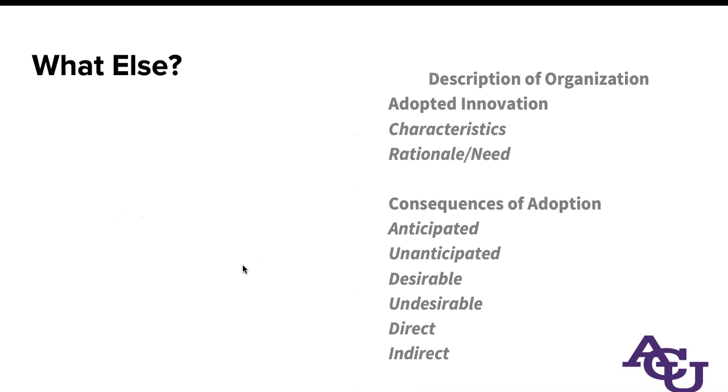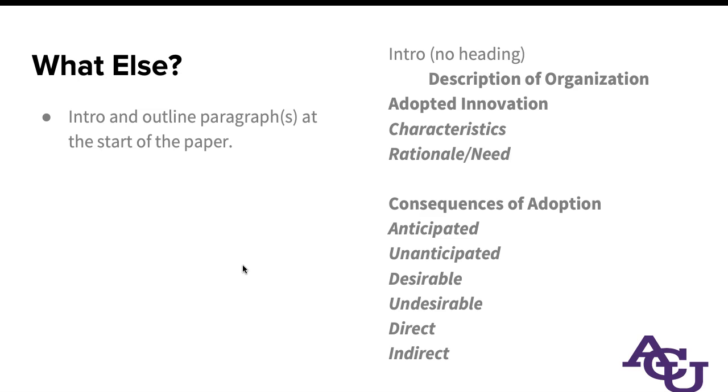So what else might you be doing here? Well, before the description of the organization, you of course want to have an introduction paragraph, and the introductory paragraph will not have a heading called introduction. That's an APA rule. A heading that just says introduction is considered redundant because we know it's the start of the paper, it's the introduction. So you want to have an introduction paragraph.